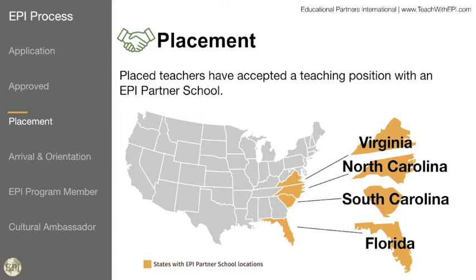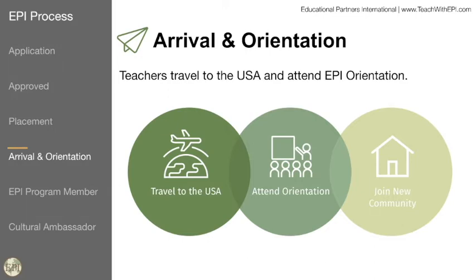Teachers who are placed through EPI are in public, private and charter schools in North Carolina, South Carolina, Virginia, and Florida. As soon as you arrive in the USA, you will participate in EPI's orientation. During this time, you will learn more about life and education in the U.S., as well as the rules and regulations of the Exchange Visitor Program. Our orientation lasts several days, giving you lots of time to ask questions and prepare for the upcoming school year.